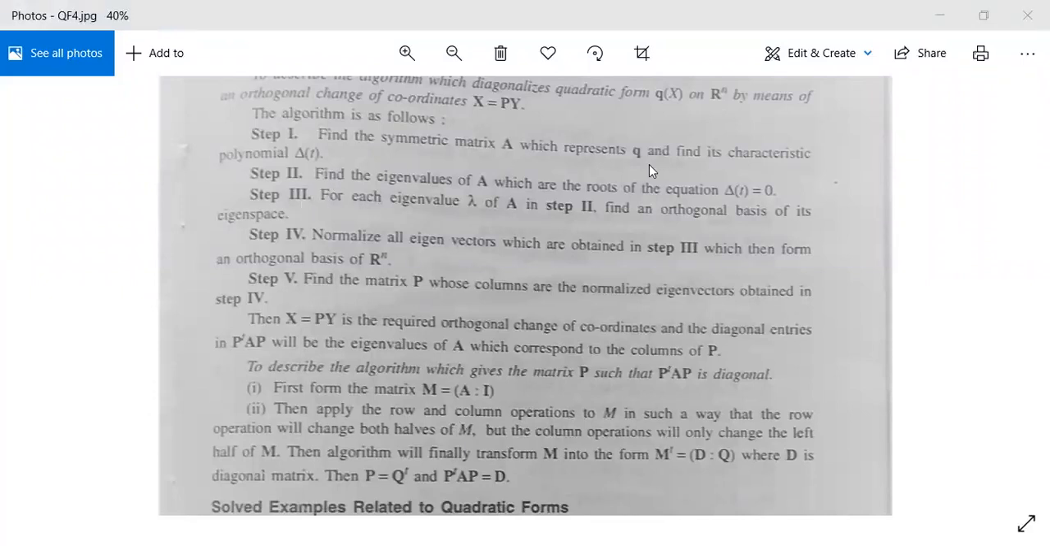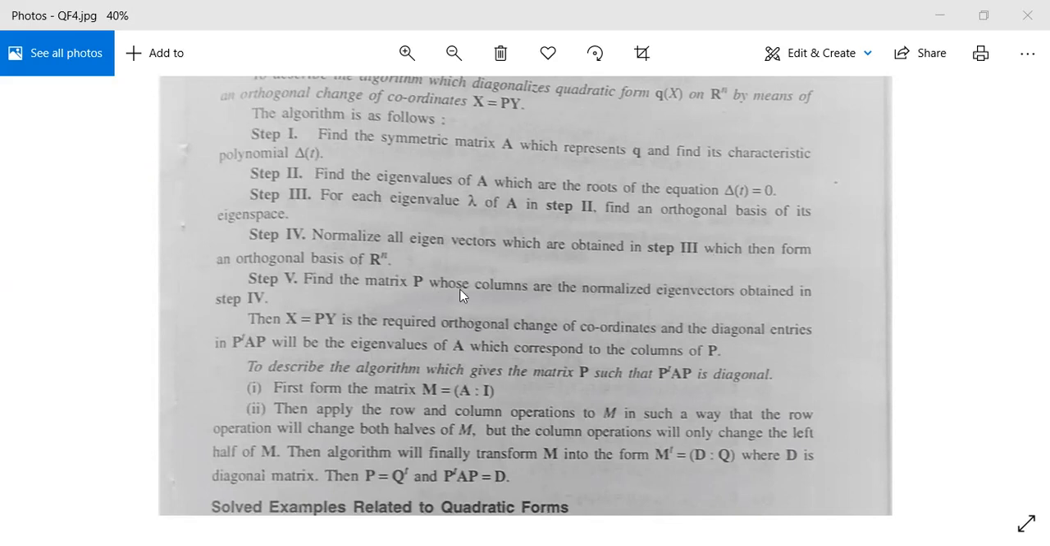Step 2, find the eigenvalues of A which are the roots of the equation delta t is equal to 0. You can easily find the eigenvalues of A. Step 3, for each eigenvalue lambda of A in step 2, find an orthogonal basis of its eigenspace. Step 4, normalize all eigenvectors obtained in step 3, which then form an orthogonal basis of Rn.